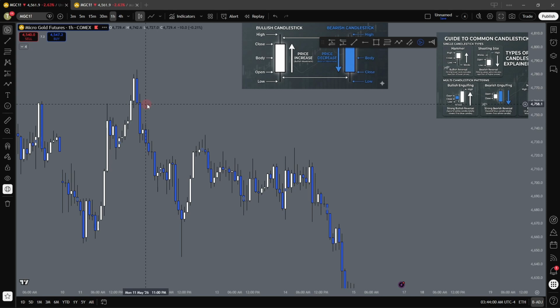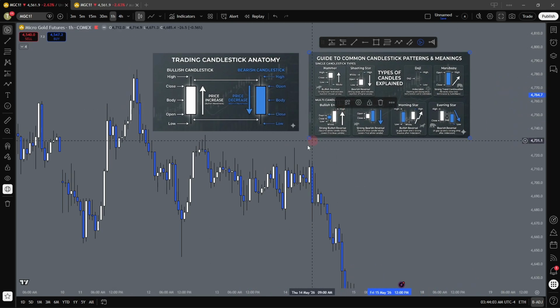So that's all I got for candlestick anatomy. Please take pictures. Please study this. Do what you got to do. And in the next video, I will be going over trends and the different types of market conditions that you will be seeing as you learn how to trade, right?